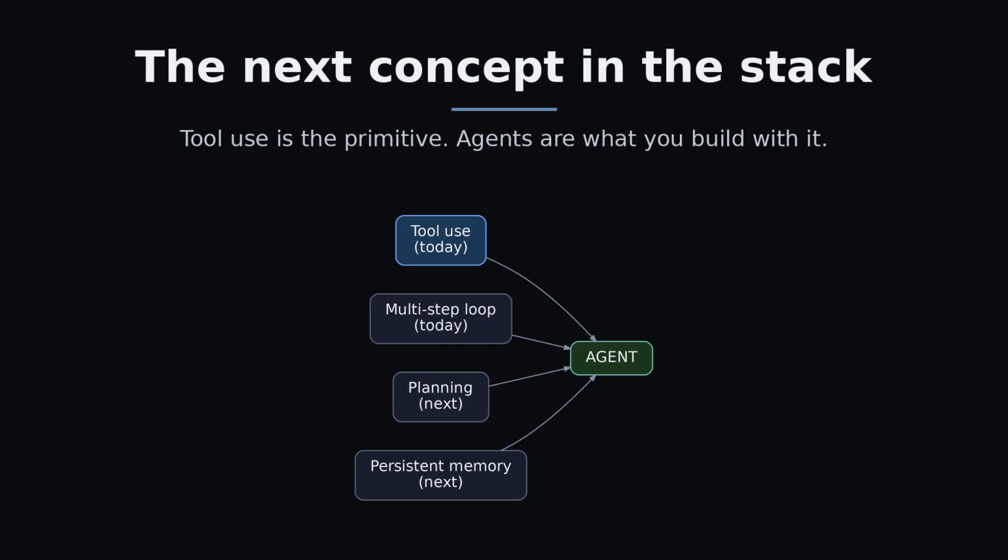What you build with it is an agent, a system where the model operates in a loop, calls tools, observes results, decides what to do next, and works toward a goal across many turns instead of just answering one. Adding planning makes the agent decide a sequence of steps before executing. Adding persistent memory lets it remember context across sessions. The result is something that feels qualitatively different from a chat assistant. It can take actions in the world, recover from mistakes, and complete tasks that would be far too complex for a single prompt. That's the next concept in the stack.